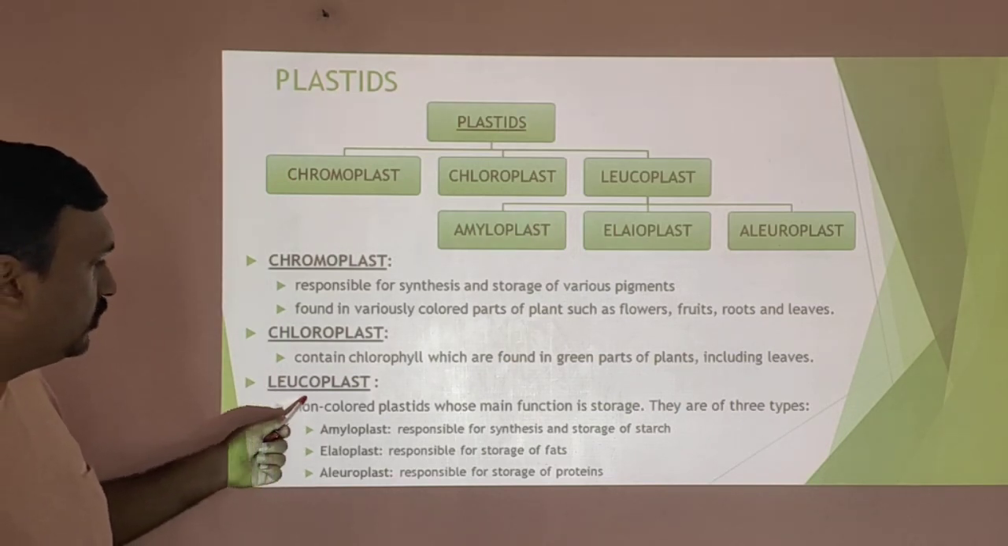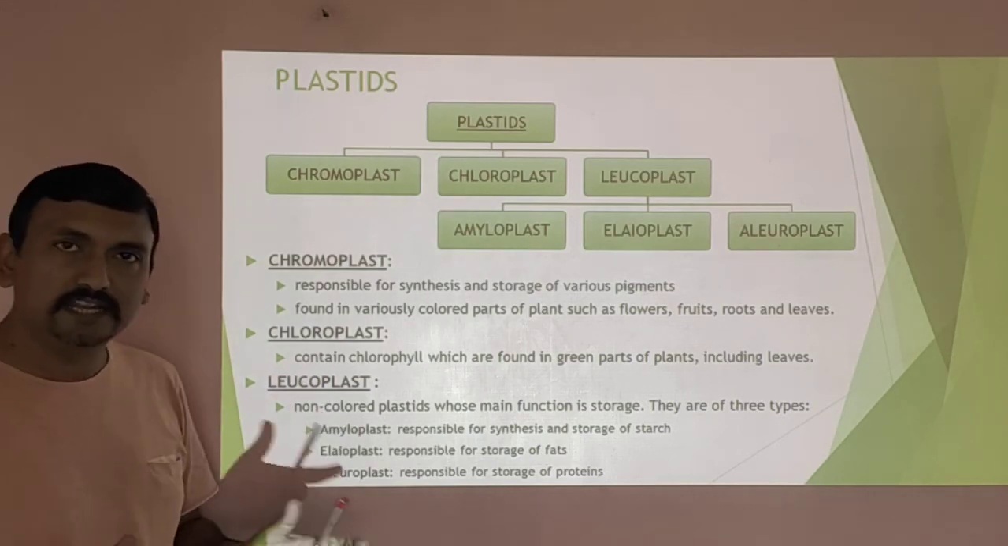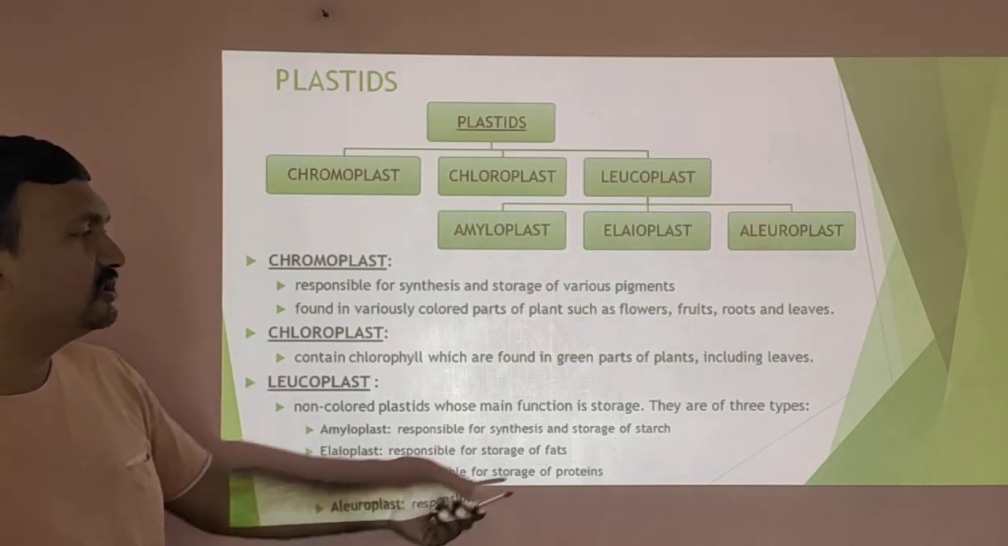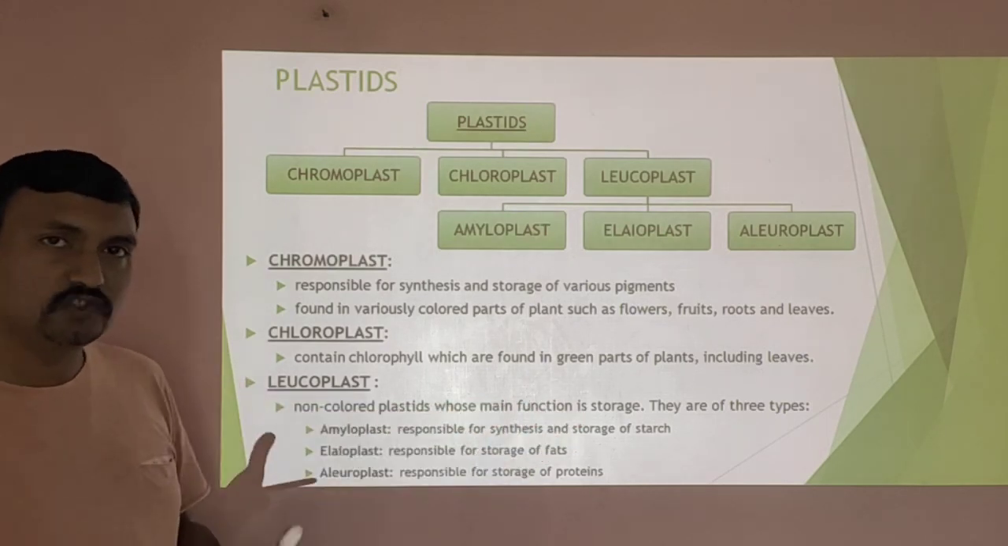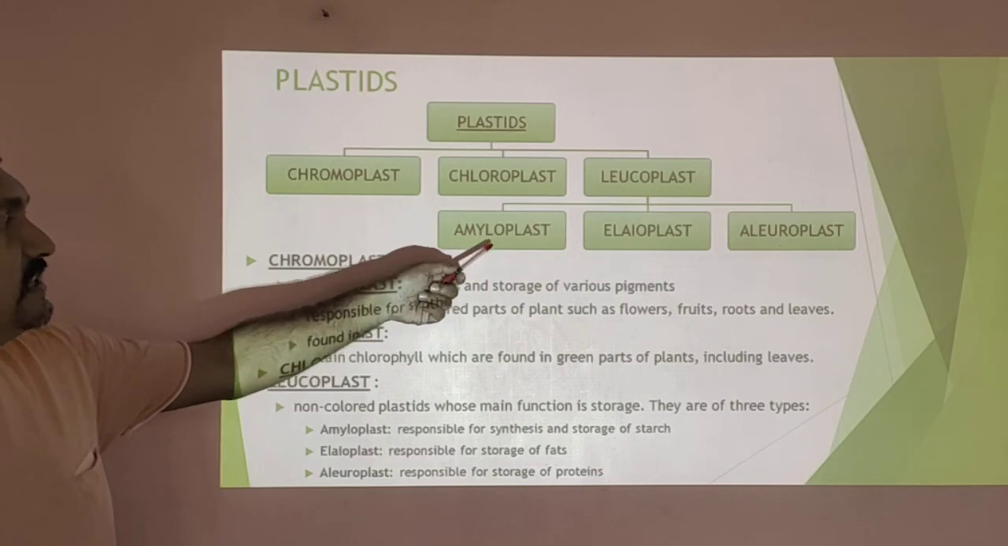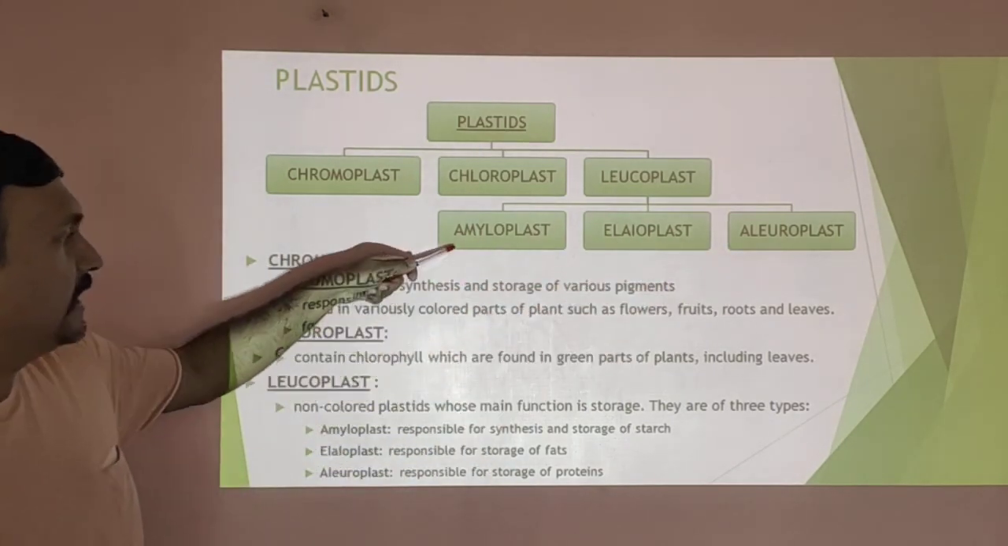Leucoplasts, like I told you, leuco means colorless. So they don't have any color, they don't contain any pigments. Their main function is storage. What do they store? Based upon what they store, they are classified as amyloplast, elaioplast and aleuroplast.